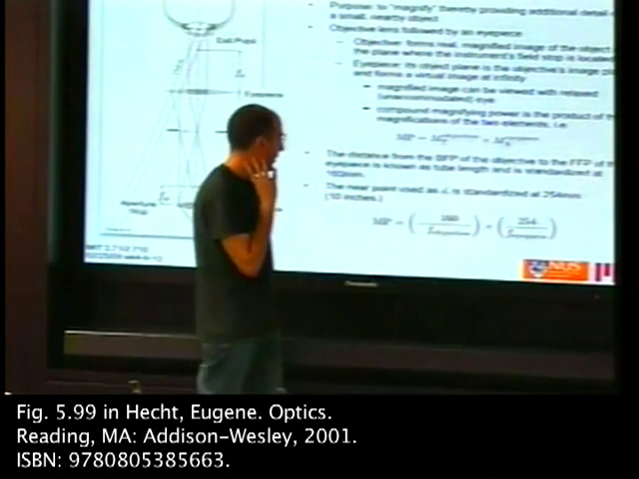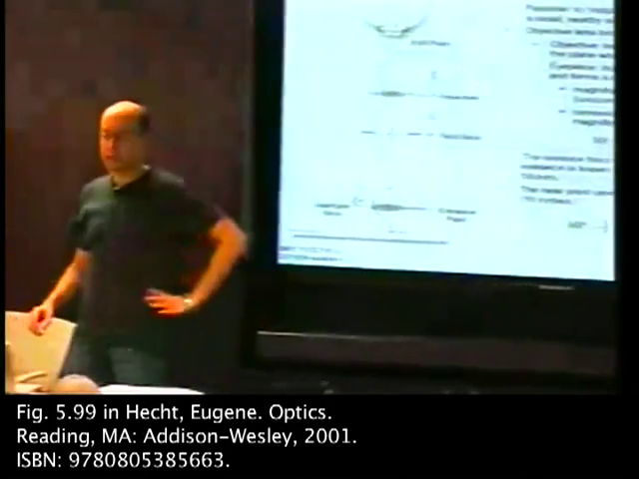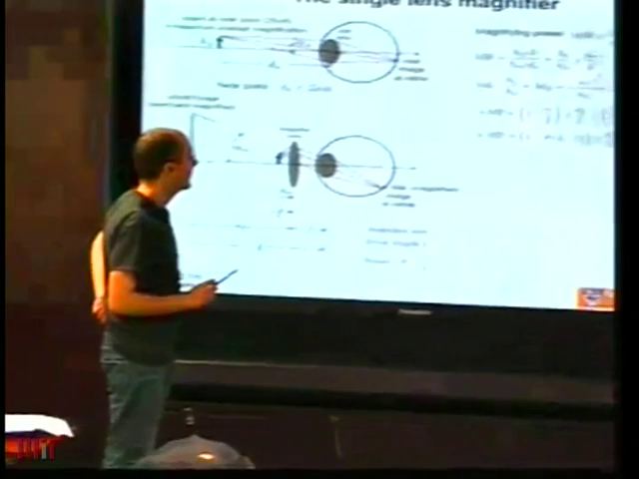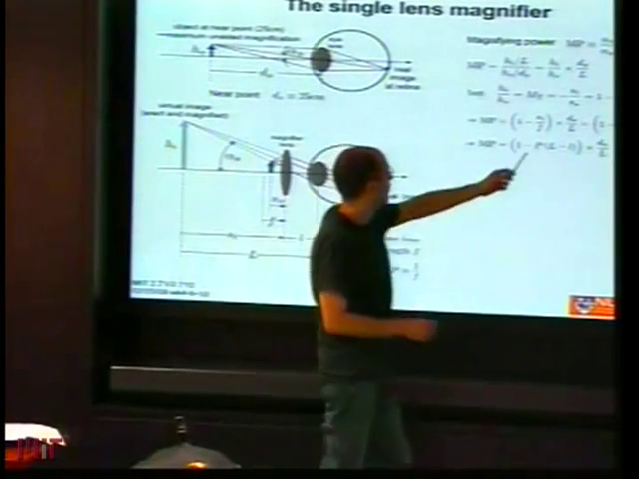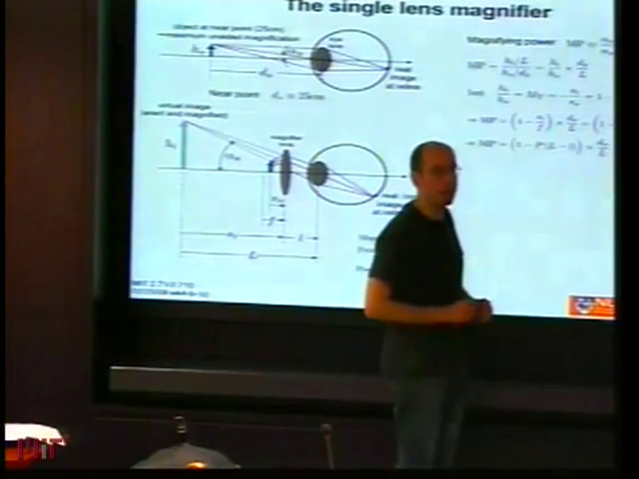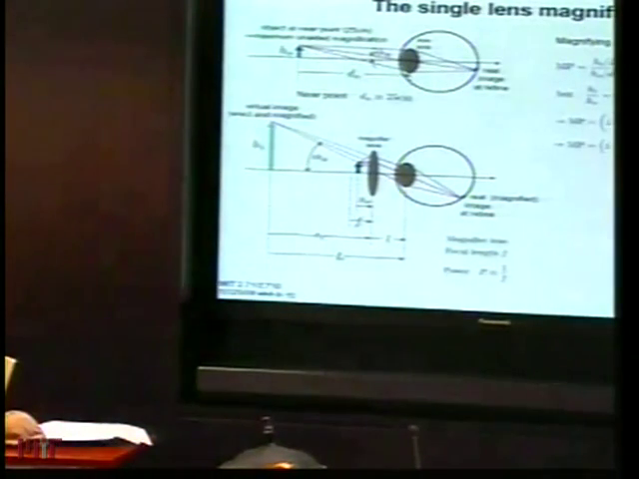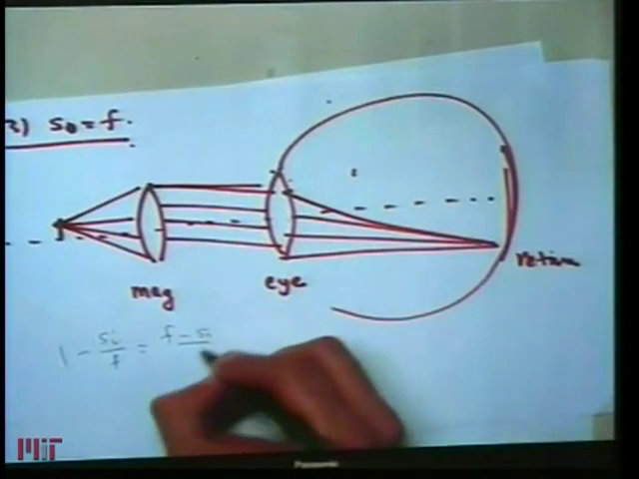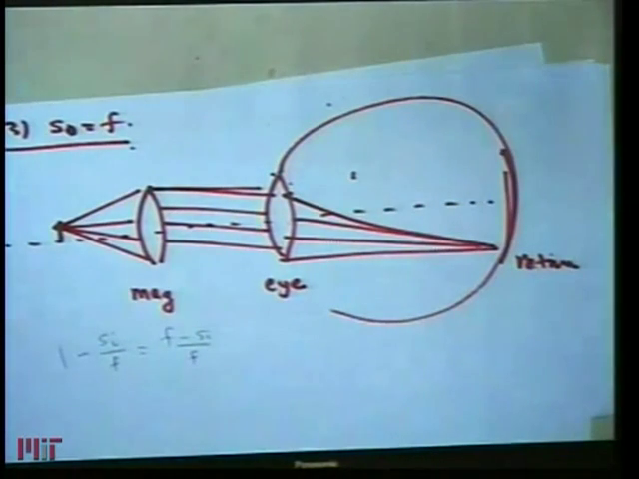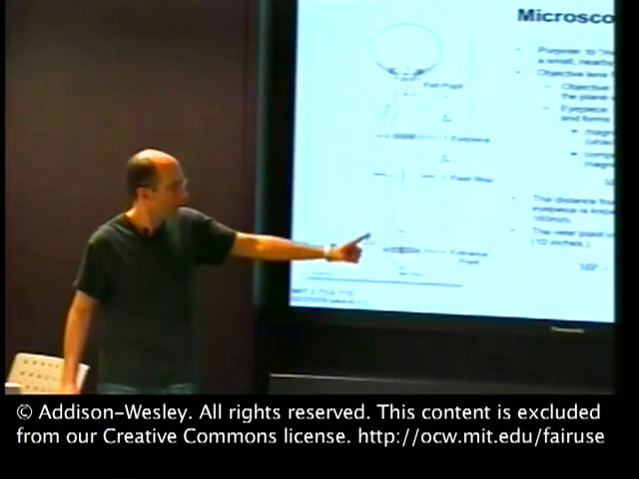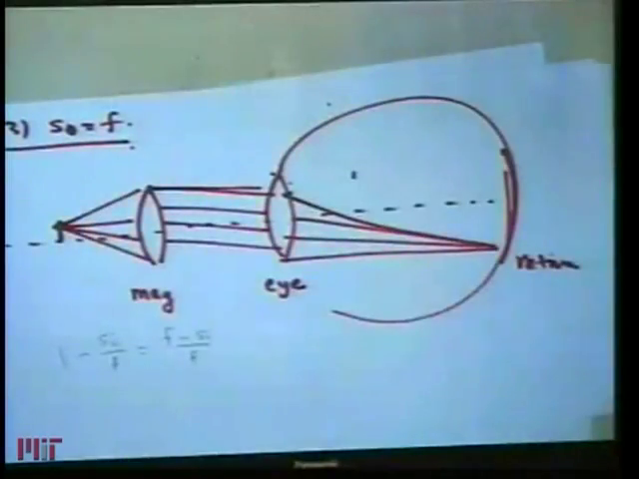Where did this come from? Well, if you remember, one of the ways to write the lateral magnification is like this: 1 minus SI over F. So you can write this as 1 minus SI over F equals F minus SI over F.